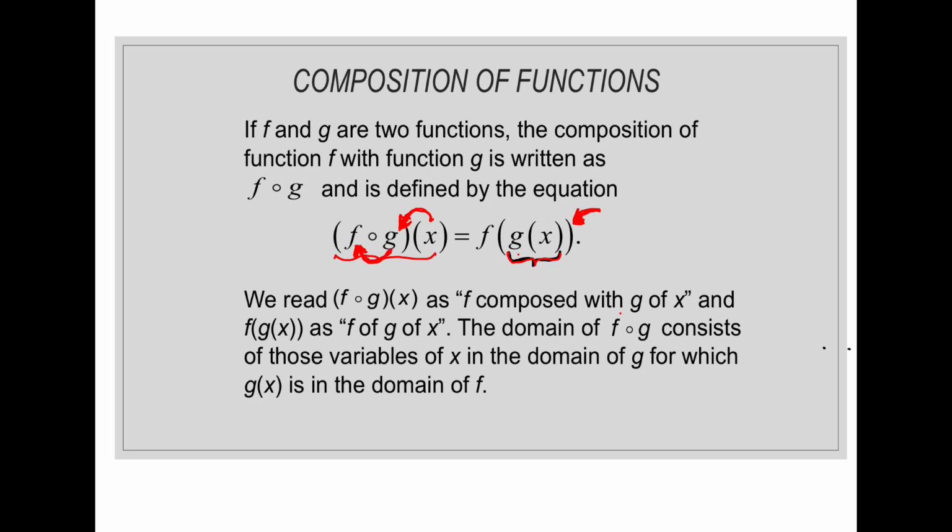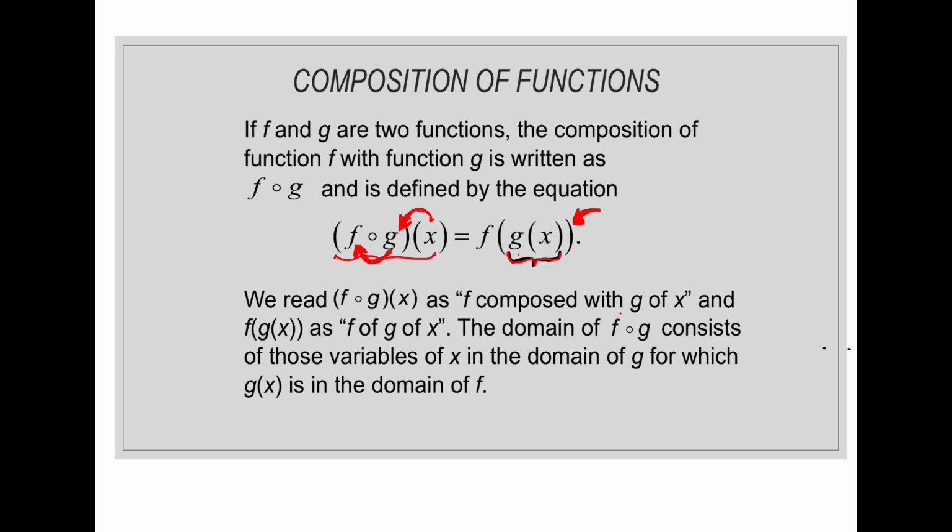Another way that you can describe it is to say, as we see down here, f of g of x as f composed with g of x. That's how I like to say it. But the domain of f of g of x consists of all the values of x that are in the domain of g, for which g of x is also in the domain of f. So we actually have to look at both domains there, starting with the one that gets plugged into the other.